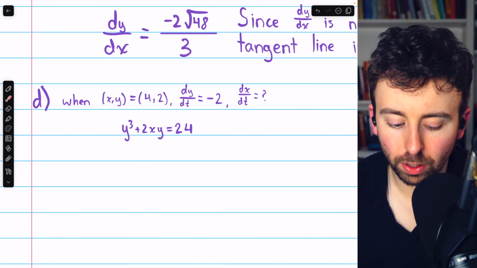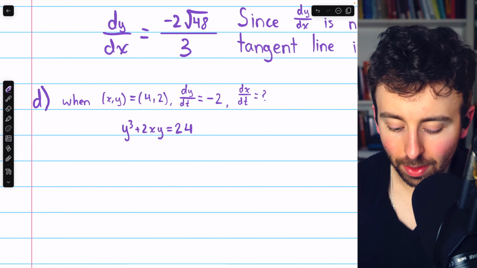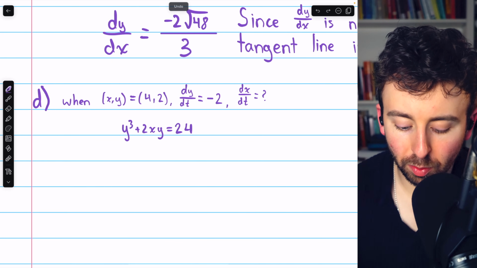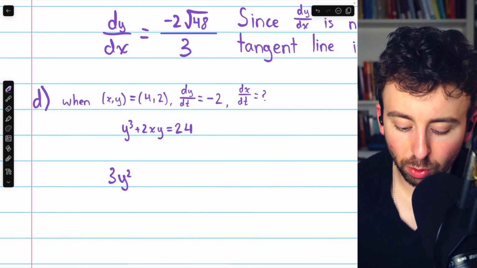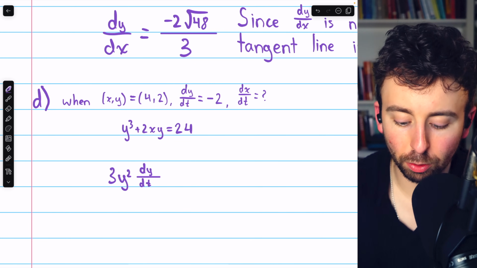Here is the equation of the curve. Let's go ahead and take the derivative on the left side and on the right side. On the left, we would have the derivative of y cubed, so that's 3y squared. And then don't forget the chain rule. We have to multiply also by dy/dt. Y is changing with respect to time.